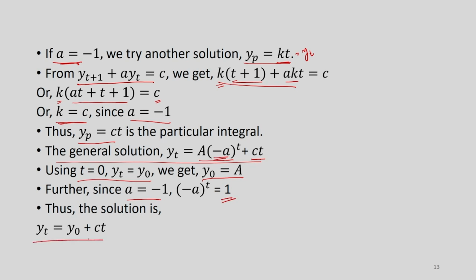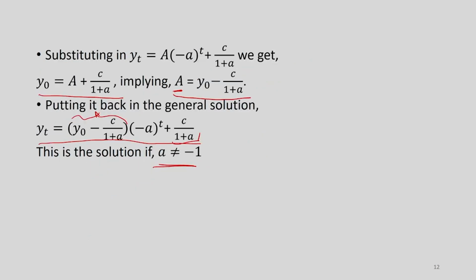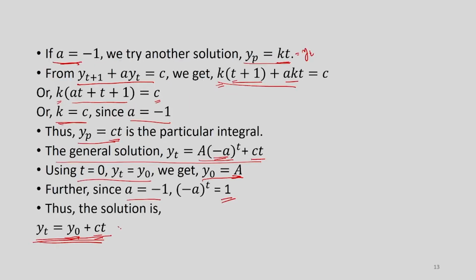So, the solution actually is a very simple looking solution. It is yt is equal to y 0, where y 0 is coming from the A part, the complementary function, plus the particular integral, which is ct. Okay. So, this is the solution in the case where small a is equal to minus 1. So, actually you have two kinds of solution. This is the solution if you have a not equal to minus 1, and this is the solution where a is equal to minus 1.